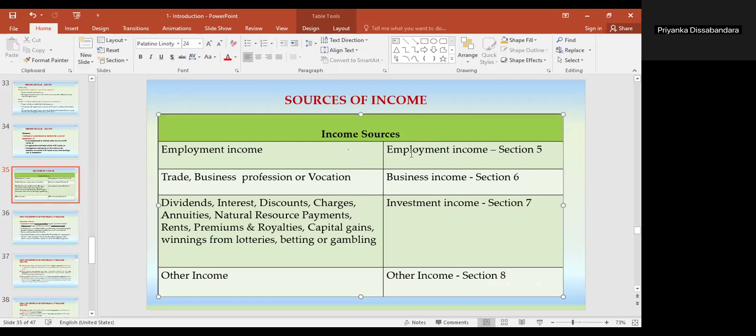That benefit may be a cash benefit or sometimes it may be a non-cash benefit. It doesn't matter. All cash and non-cash benefits should be considered for income tax purposes.